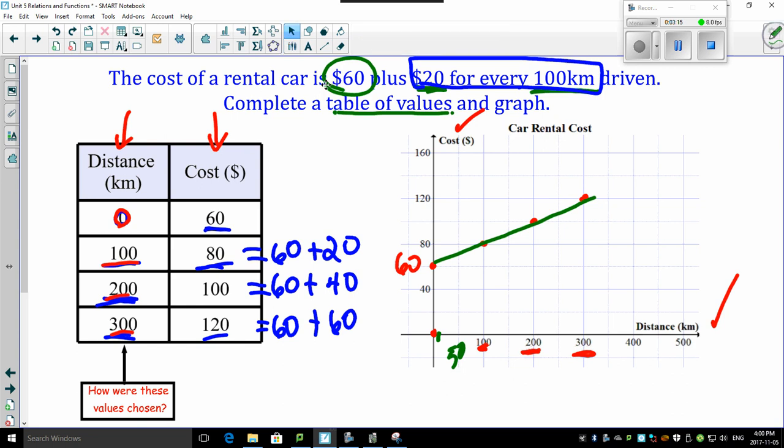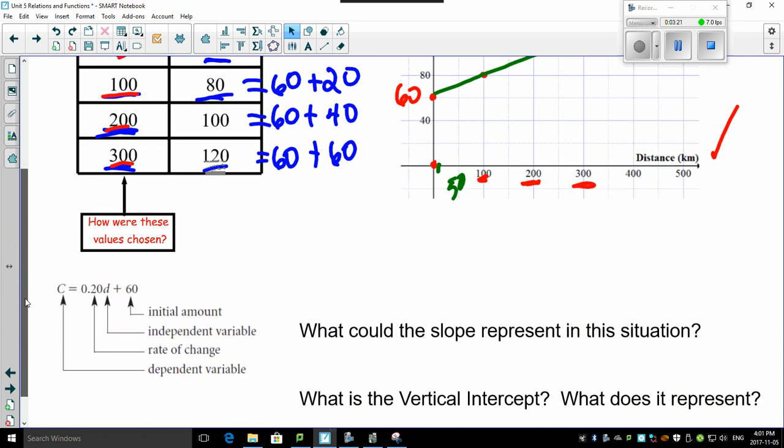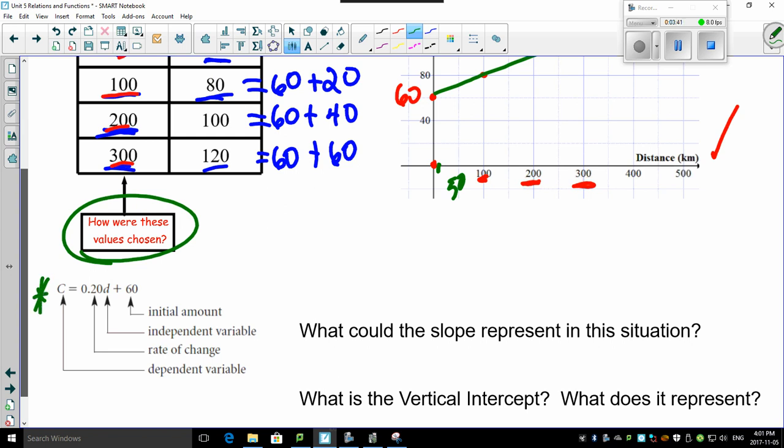Okay, so let's go answer some of the questions down at the bottom here and see what this is all about. Look at what I did here. I asked you, how are these values chosen? I just chose them based on the $20 per 100 kilometers. That's how I charge this. But look what I've done here. I've created a formula based on cost. Wait a second. Look at these numbers. I can see where I got the 60 from because every time I rented the car, it was 60 bucks. So that's my starting price.